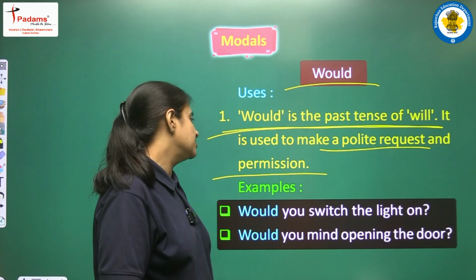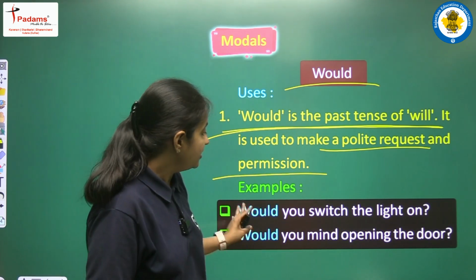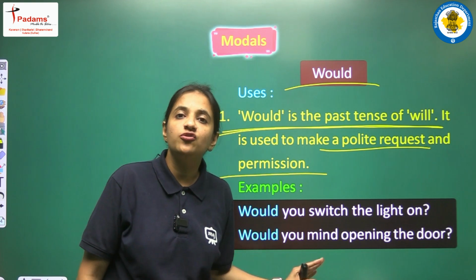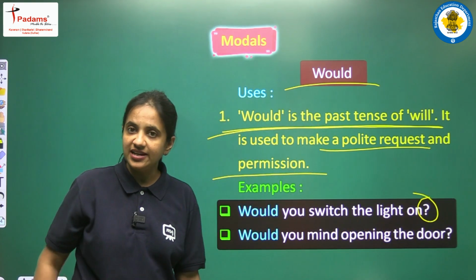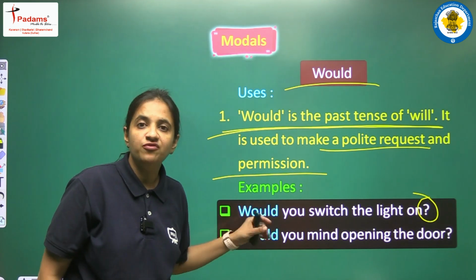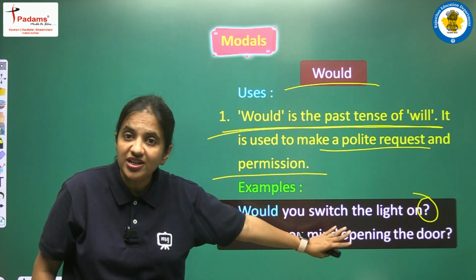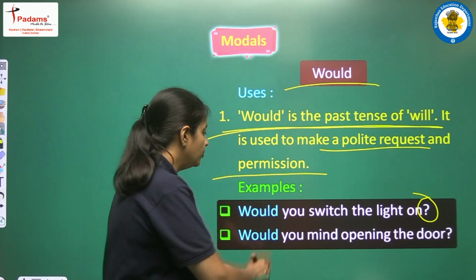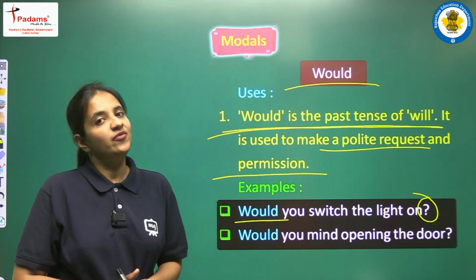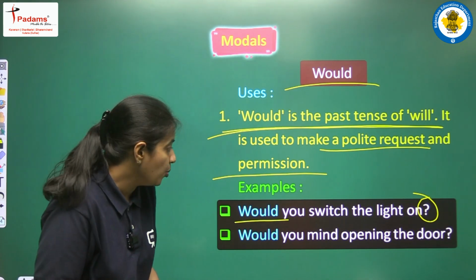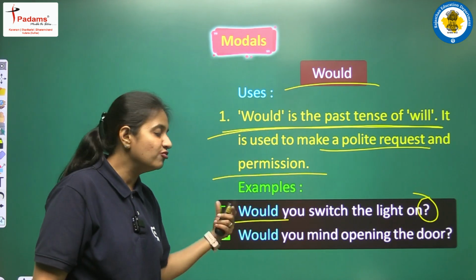The first one is, would you switch the light on? We can see here that the sentence has the structure of an interrogative sentence, right? There is one question mark at the end of the sentence. Yes, the structure is interrogative, but actually we are not asking a question. With the help of would, we are making a very polite request.